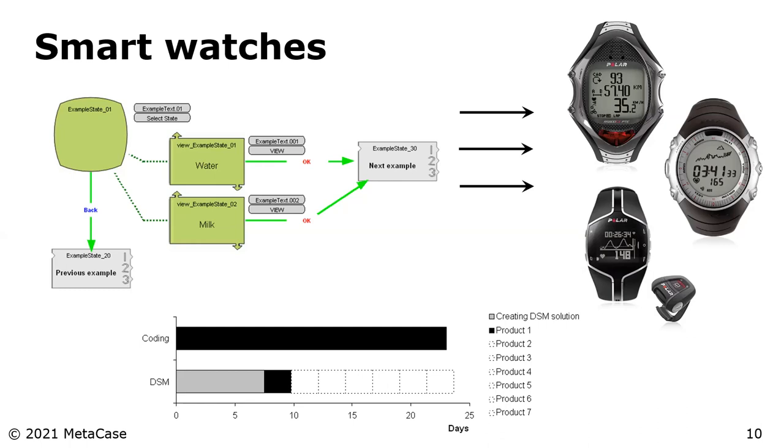And they found out that the programmers thought that this is something like 10 times faster when they are modeling and generating code compared to writing the code manually in C.